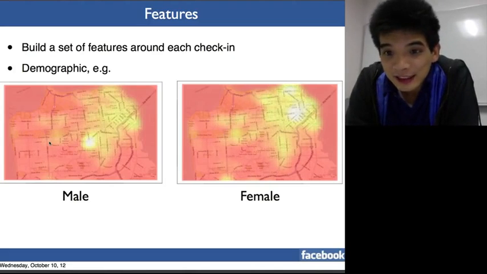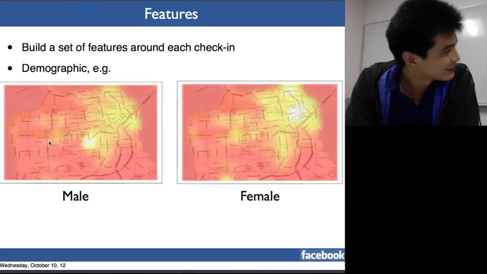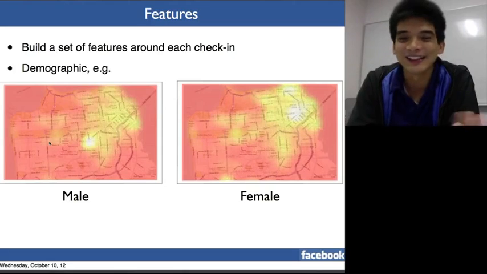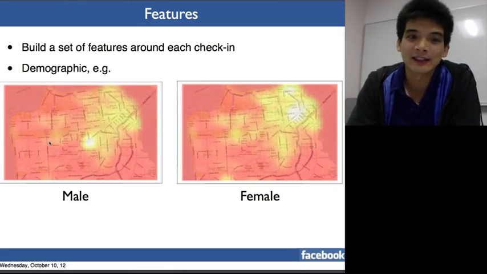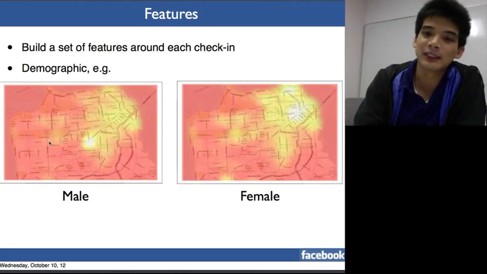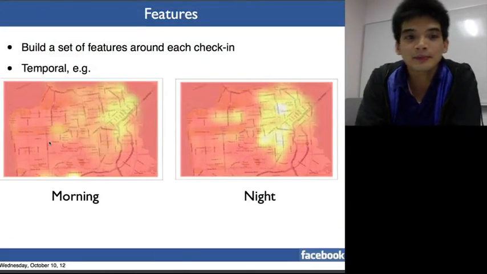the financial district. Do you know what that neighborhood is? North Beach, I think, where a lot of the clubs are. Therefore it's pretty striking how different males and females use Facebook Places.